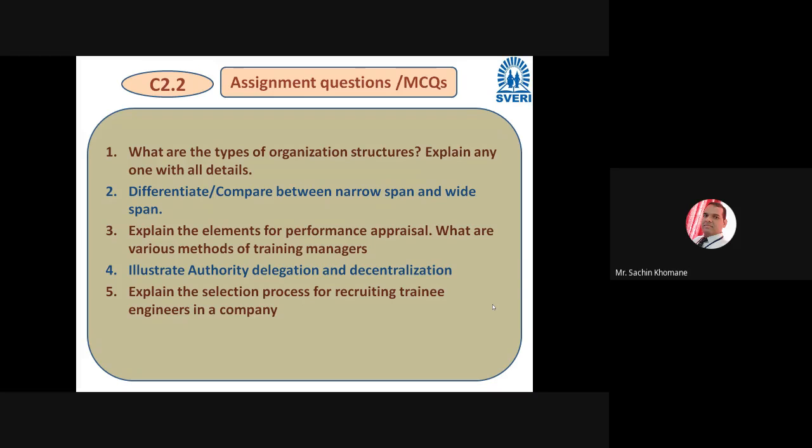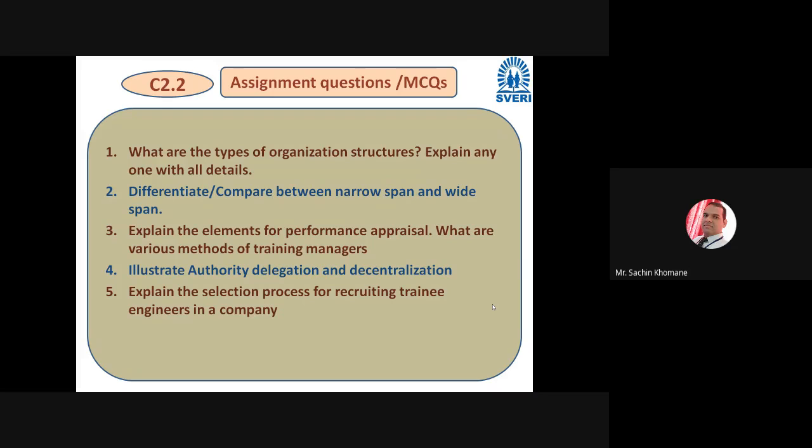Then another question is: differentiate, compare between narrow span and wide span. There are 2 types of spans, narrow and wide span. You have to compare or differentiate what exactly the difference is, with the help of a block diagram also. This question is asked for 4 marks only. So you can write 7 to 8 differences for 4 marks.